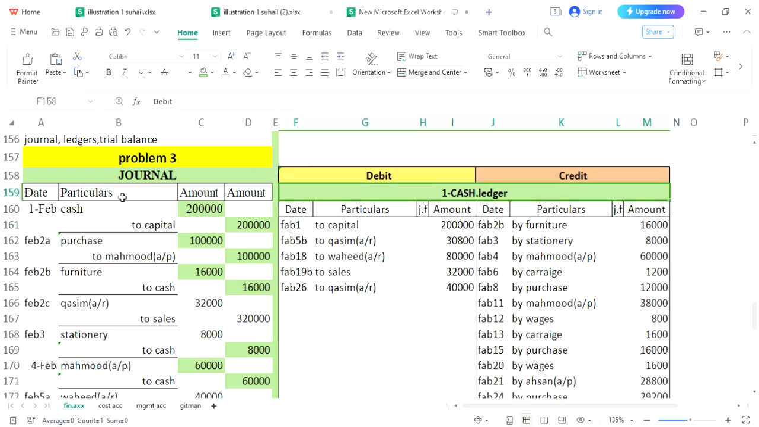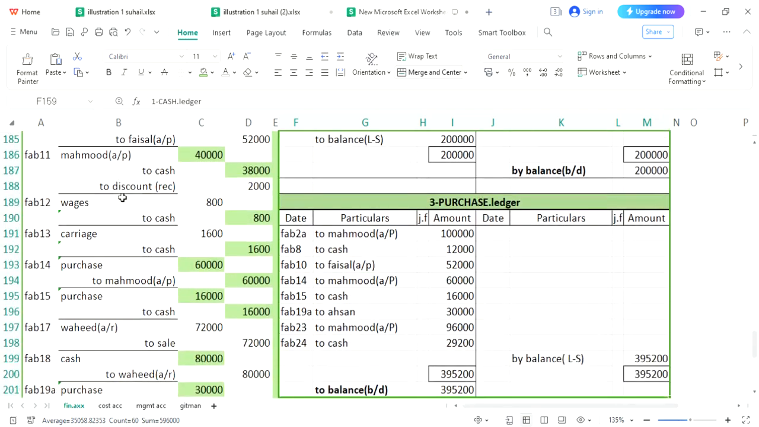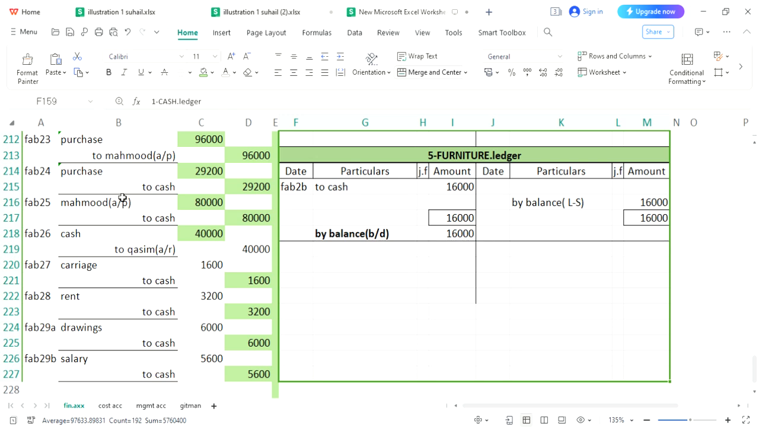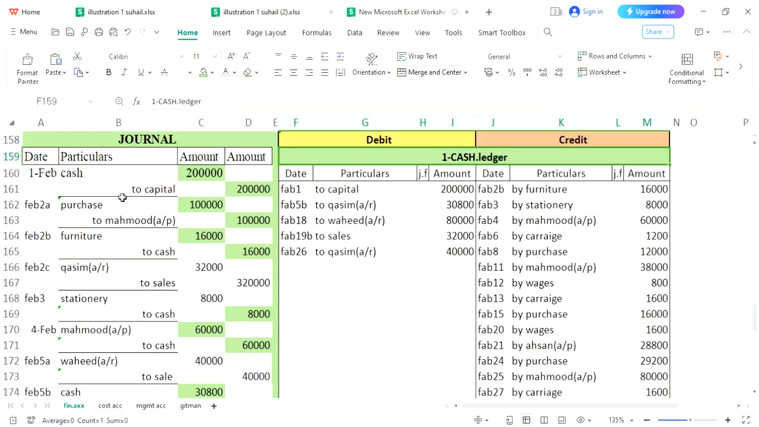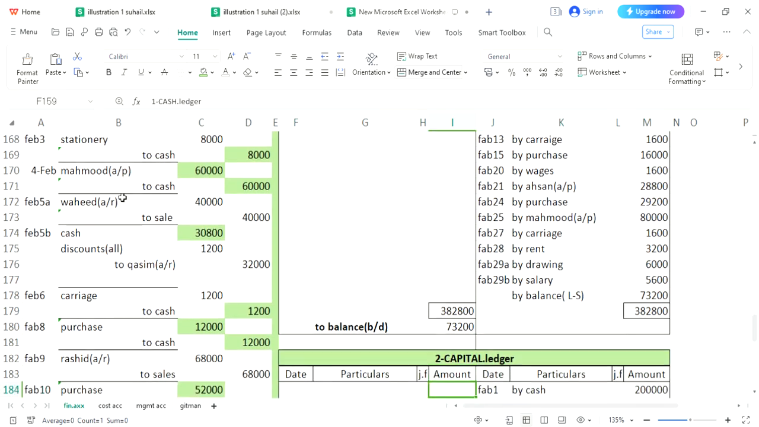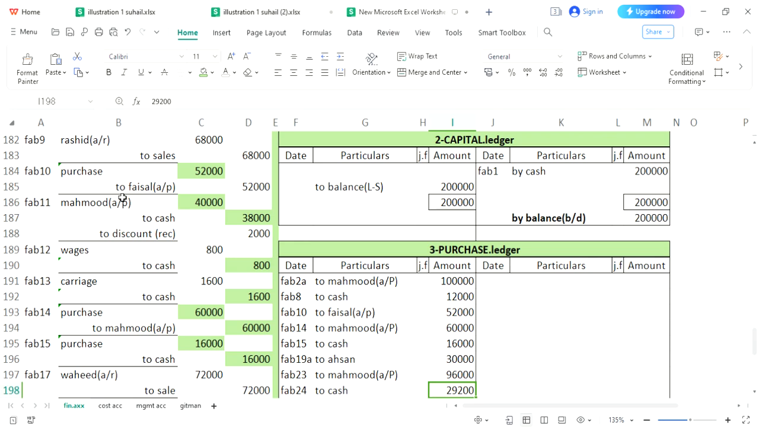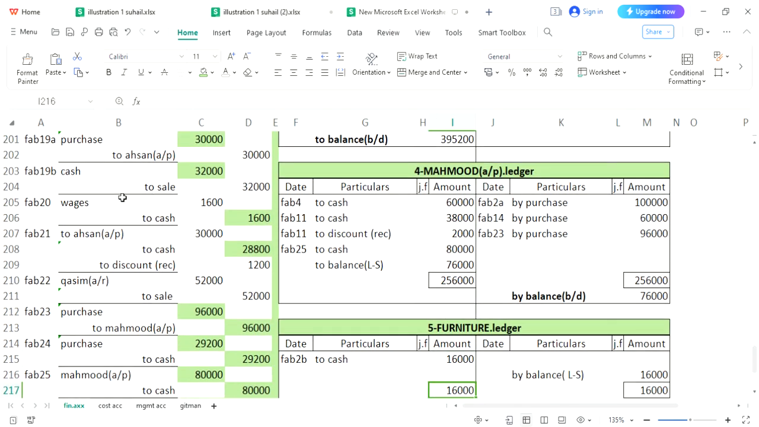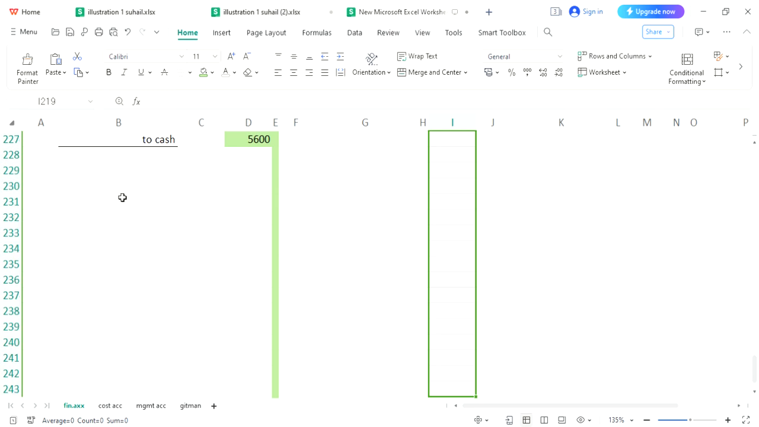Here you can see the cash ledger was completed first, then capital, purchase, Mahmood, and furniture. So 5 ledgers were completed before this. It's time to make the next ledgers as well, and we will try to complete as many as we can. The last ledger which was completed is furniture. From here we will start and resume our work.